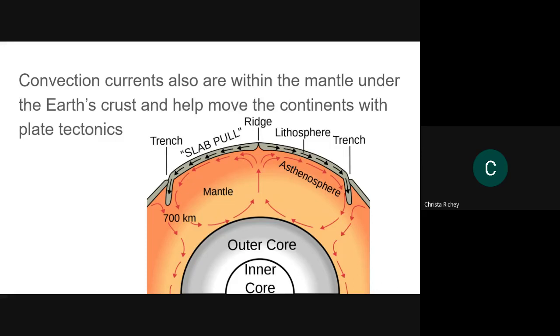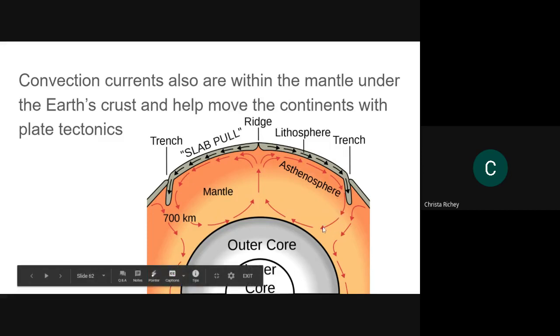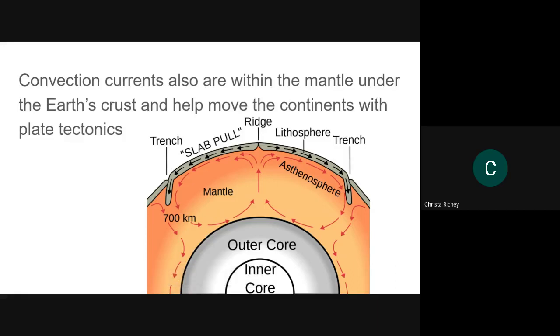But you have this cracking apart between the plates when they separate, and then the asthenosphere is what allows these to cool off and then sink back down, and then they're eventually going to heat back up and rise. Exact same thing as boiling spaghetti, but it's not water and spaghetti, it's molten iron and silica and other elements that are deep within the earth.